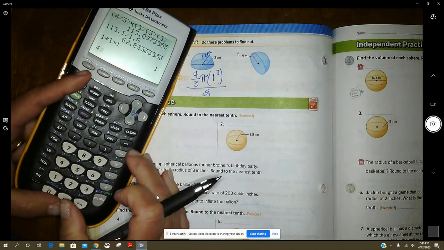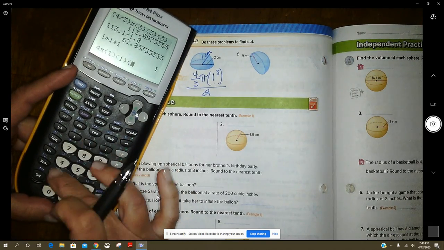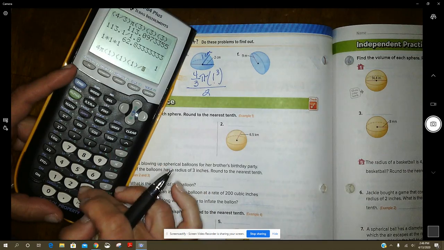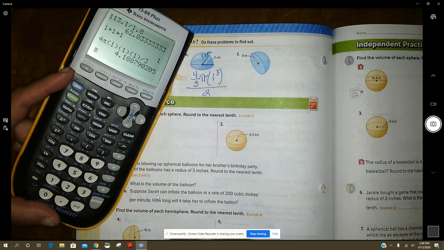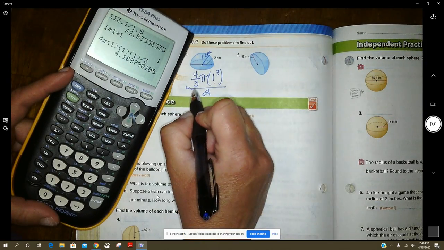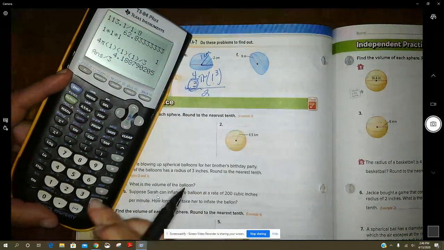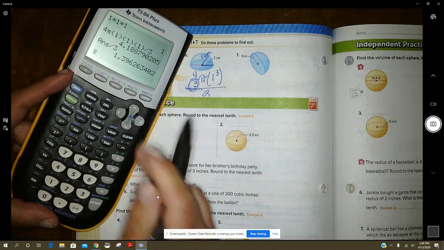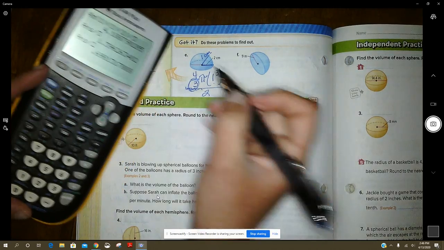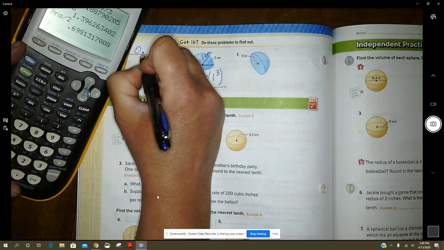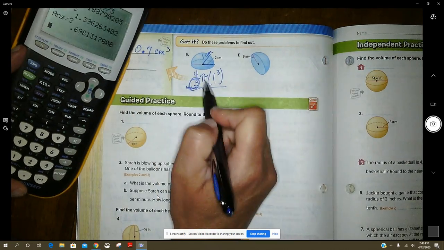So just be careful with that. So here we go. 4 pi times 1, 1, 1, divided by 3. I get an answer of 4.1887-ish, but I need to divide that by 3 because I have to do the 4/3. And then that's my volume. So I'm going to turn around and divide it by 2 to get the hemisphere. So we're looking at 0.7 cubic centimeters.